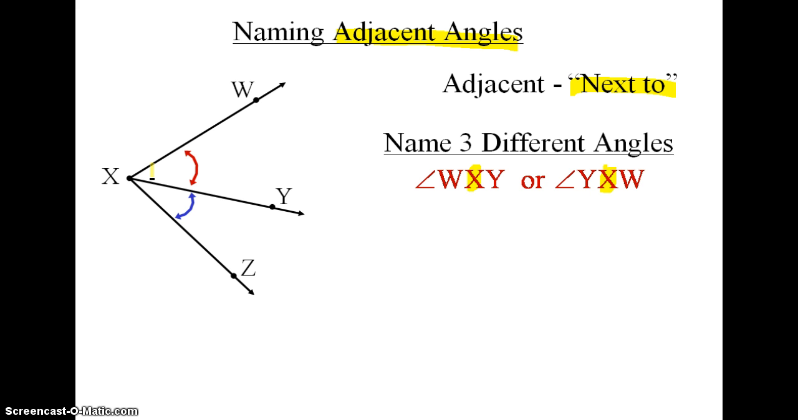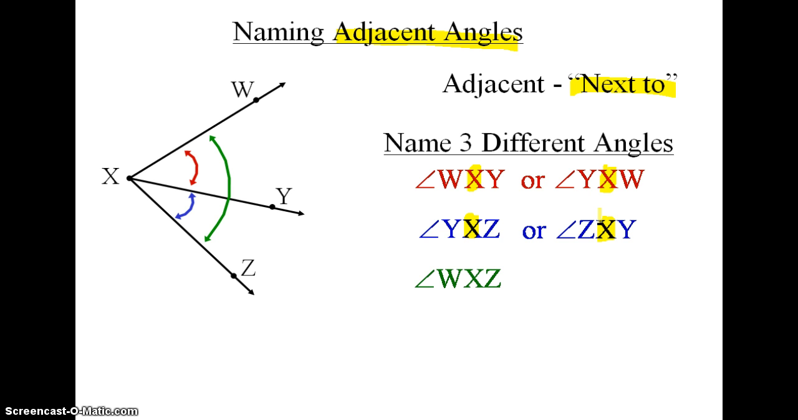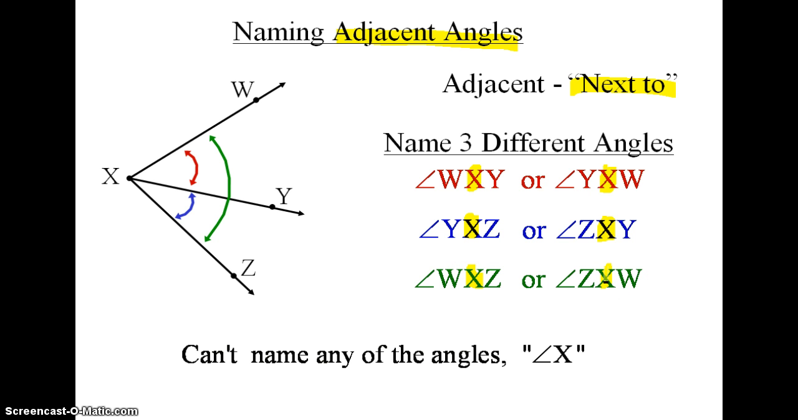Another angle would be the blue one here, which would be angle YXZ, or what's another name we could call it? Good, ZXY. And again notice that X is in the middle, and that represents your vertex. Or we could use the green one, the larger angle, the two angles put together, which is angle WXZ, or we could call it ZXW. Again notice the X in the middle. We can't name any of the angles angle X, because it's not specific, since they all share the same vertex.